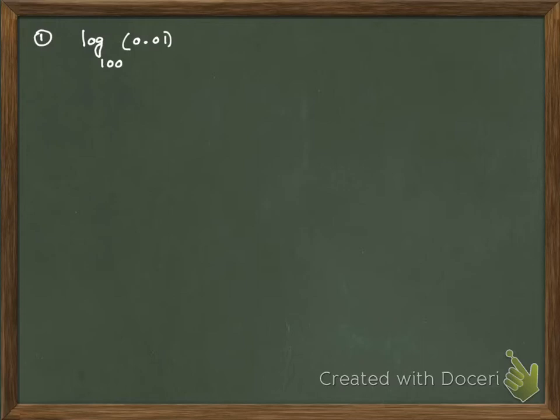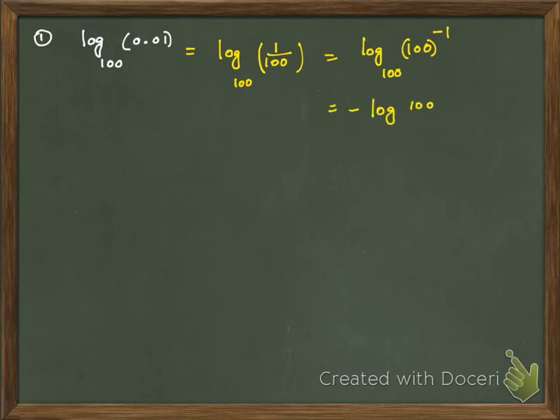Now how I will solve this is, this will be log of 1 by 100 to the base 100. This can be written as log of 100 power minus 1 to the base 100. So 1 by 100 can be written as 100 power minus 1, right? So this will become minus log of 100 to the base 100.